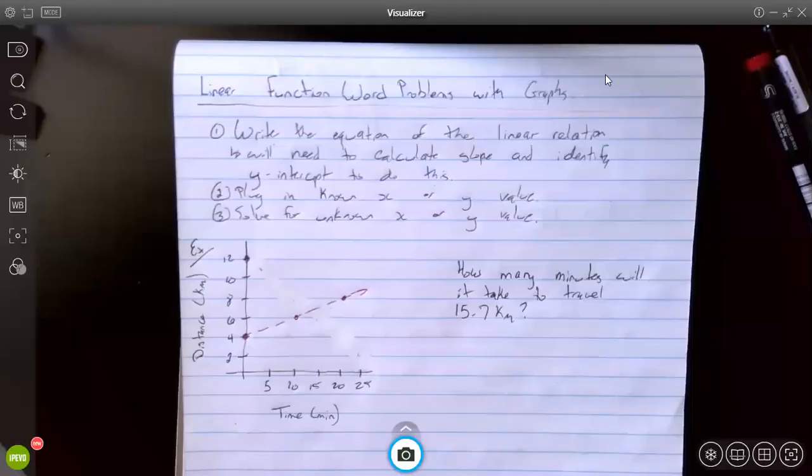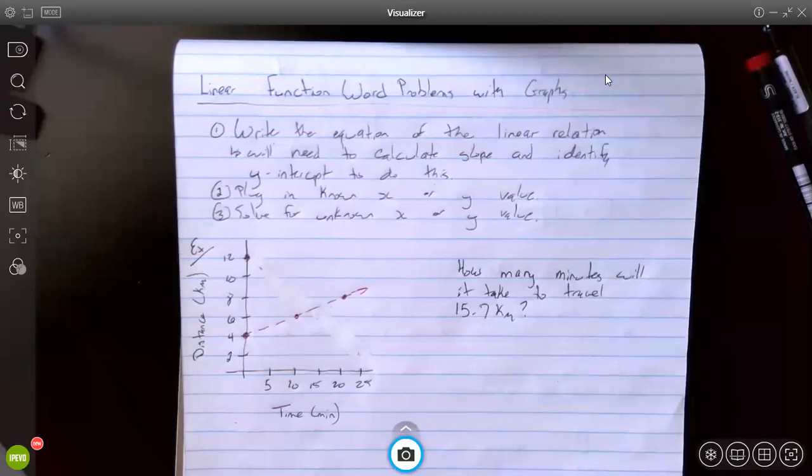Okay, so the last thing that we're going to be looking at today is how to solve word problems that involve graphs of linear functions. So your first step should always be to write the equation of the linear relation if it's not given to you. And in order to do that, you'll have to identify the y-intercept and calculate the slope. Once you have the linear relation equation written out, then you're going to plug in either the x or y value that you were given in the question and then solve for the unknown variable.